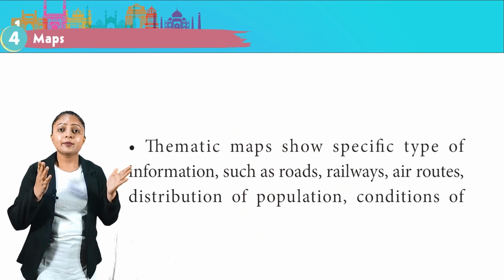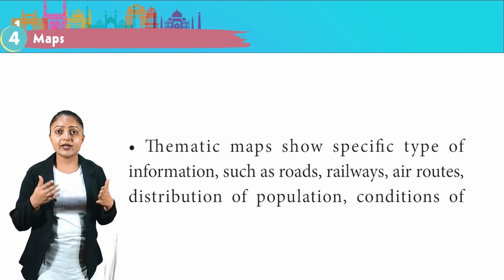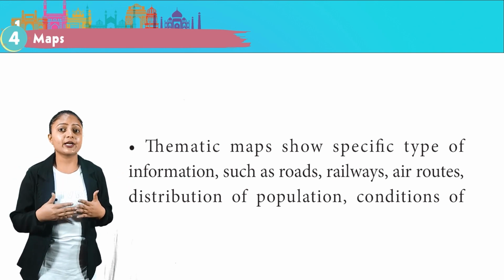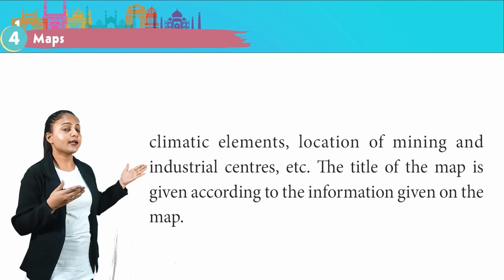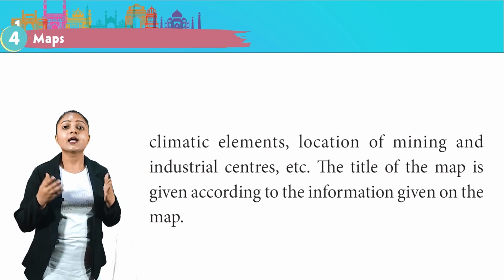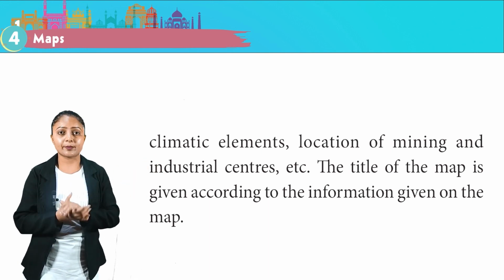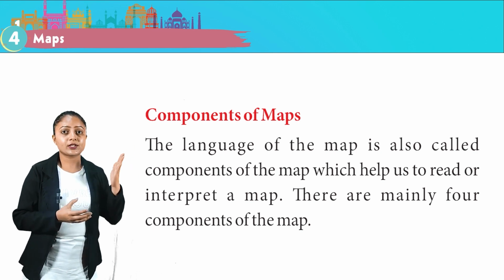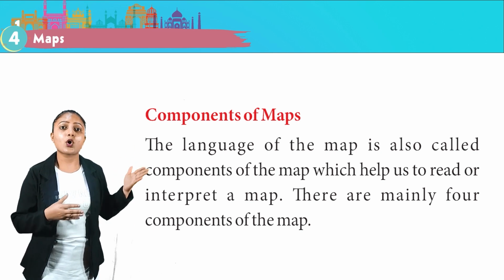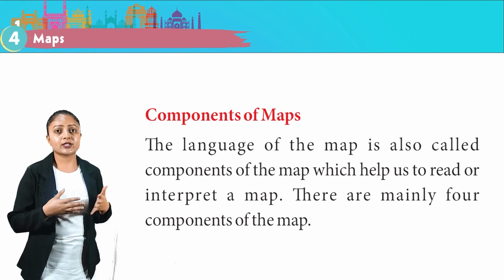Thematic map. Thematic maps show a specific type of information such as roads, railways, air routes, distribution of population, condition of climatic elements, location of mining and industrial centers, etc. The title of the map is given according to the information given on the map. Components of map. The language of the map is also called components of the map, which helps us to read or interpret a map. There are mainly four components of the map.